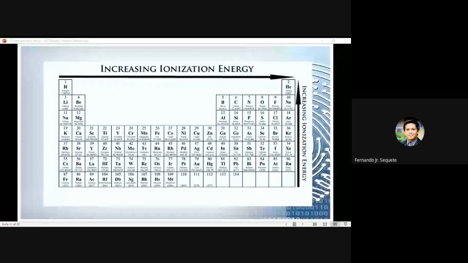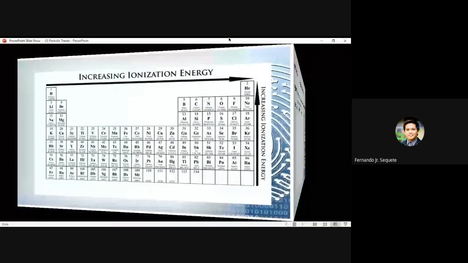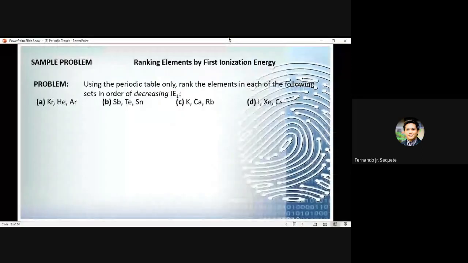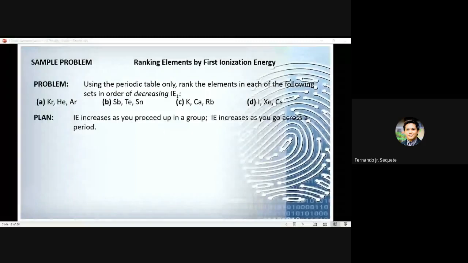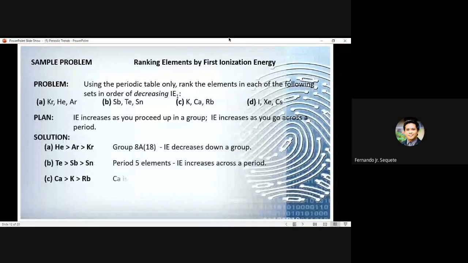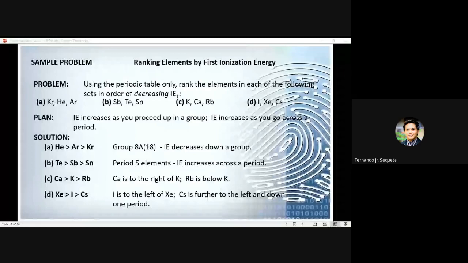Okay, so that is our ionization energy, and after that would be this problem. Okay. So again, the pattern that we will be answering here would be decreasing ionization energy. So let's try to open all the answers. Let's go letter D. Okay. So using the periodic table only, rank the elements in each of the following sets in order of decreasing ionization energy. We have krypton, helium, and argon for letter A.